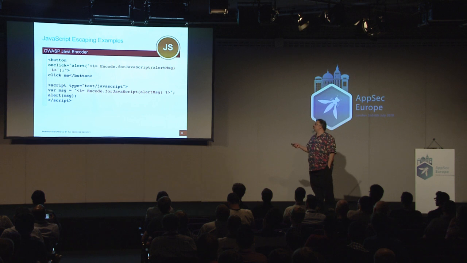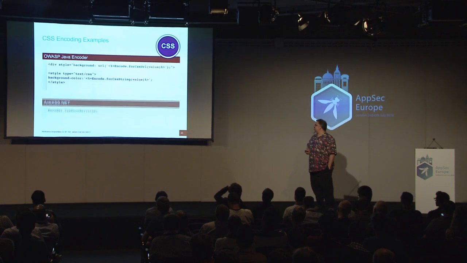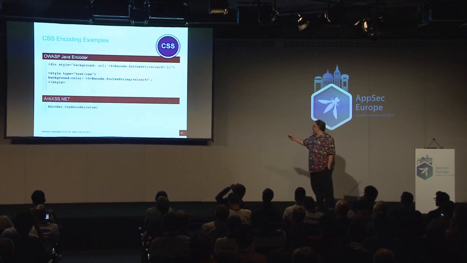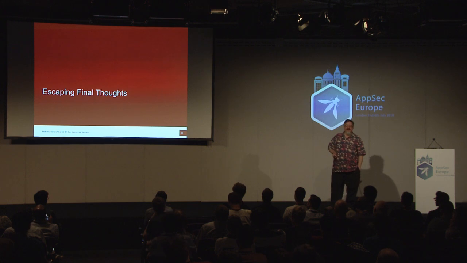So we tend to discourage programming like this. One last one, CSS, right? If I'm adding data to a style, I want to use CSS encoding. And for all these contexts, we want to quote those variables as well. This is not exciting, but this is fundamental knowledge to building secure applications.